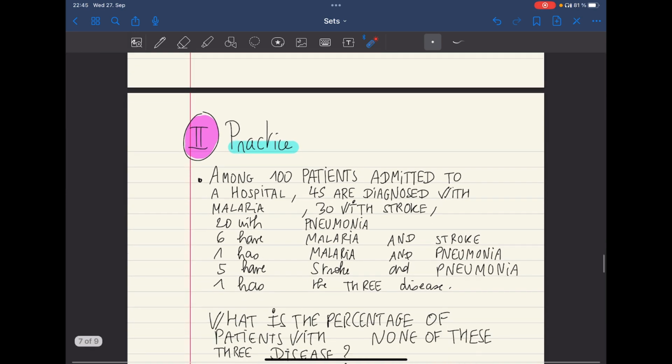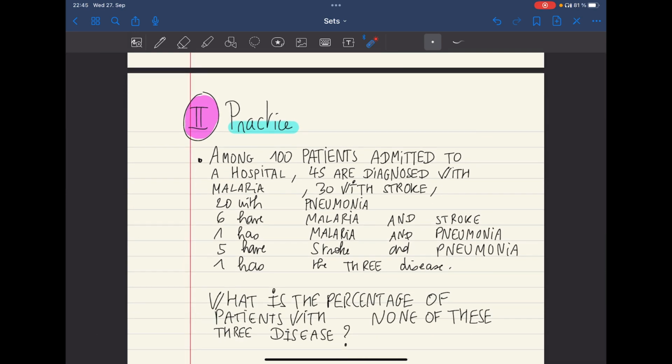Okay, now time to practice. This example I modified from a website, so if you want the original reference, you can look in the description. Among 100 patients admitted to a hospital, 45 are diagnosed with malaria, 30 with stroke, 20 with pneumonia, 6 have malaria and stroke, 1 has malaria and pneumonia, 5 have stroke and pneumonia, 1 has the 3 diseases. What is the percentage of patients with none of these 3 diseases? Here you go. Pause the video and answer the question.